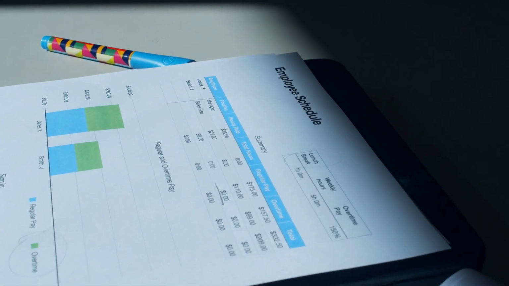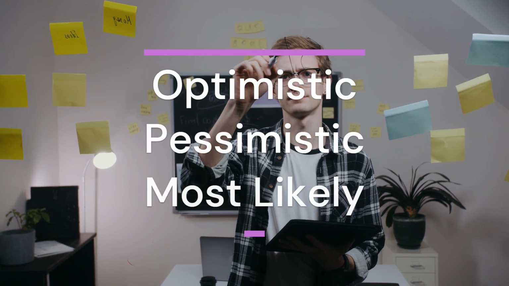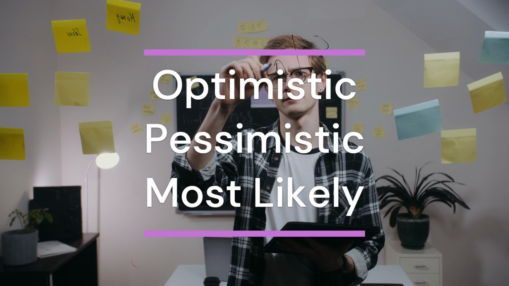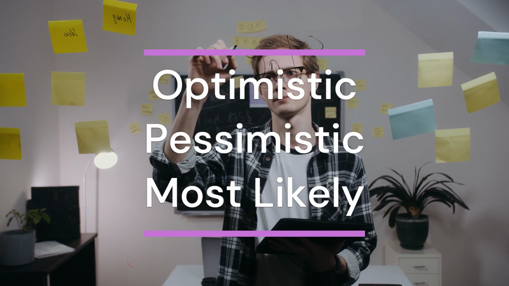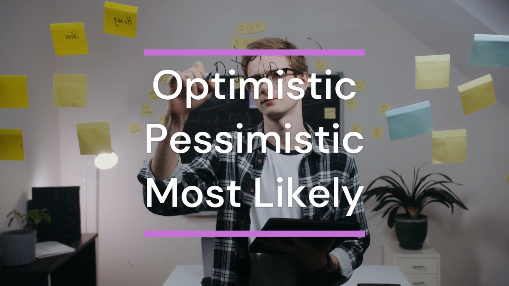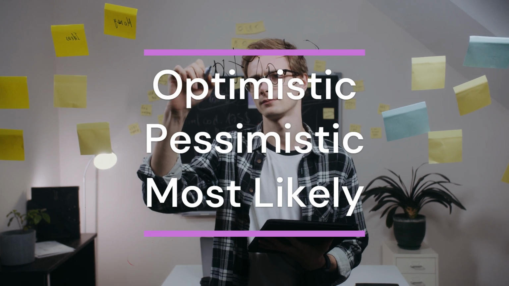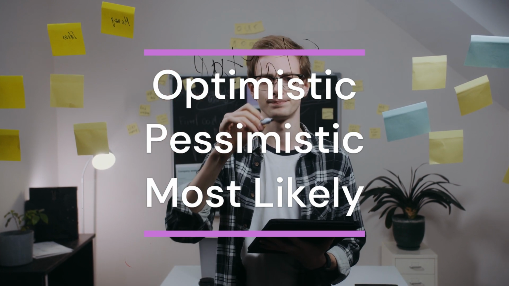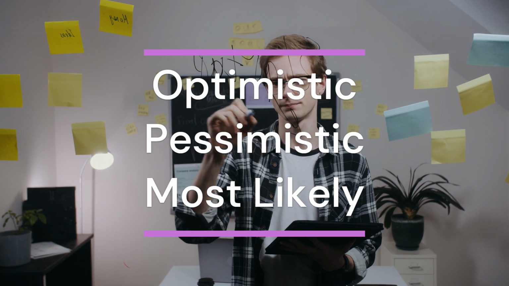The 3-point estimating technique can be used to help determine the most realistic time estimate for a task. It uses optimistic, pessimistic, and most likely calculations, meaning calculations are based on the best case, that is the optimistic, the worst case, the pessimistic, and the most probable scenarios. So in this 3-point estimation technique, each task receives 3 estimates: the optimistic, the most likely, and the pessimistic.